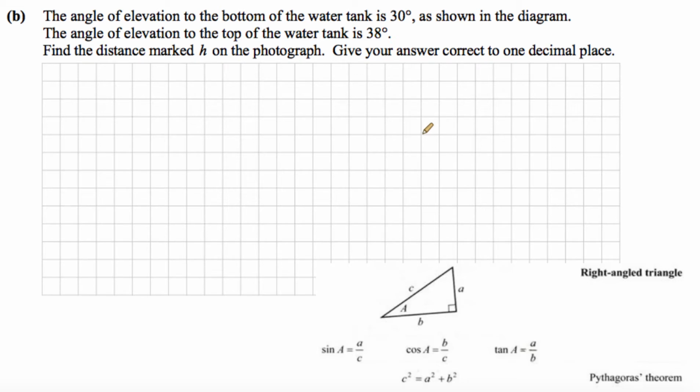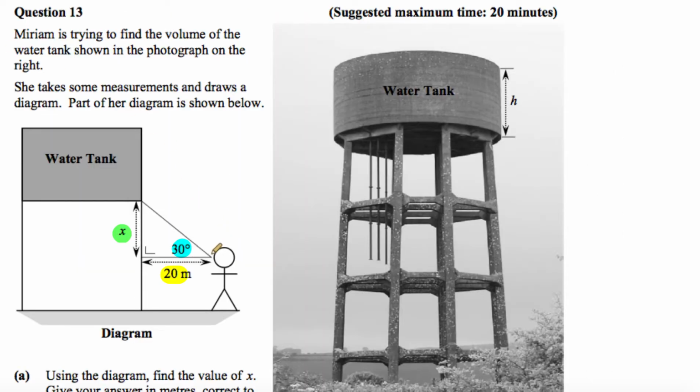Part B says the angle of elevation to the bottom of the water tank is 30 degrees, as shown in the diagram. The angle of elevation to the top of the water tank is 38 degrees. Find the distance marked h on the photograph. Give your answer correct to 1 decimal place. Okay, so we said that the angle from here to the top of the tank is 38 degrees. So in other words, that angle is 30, but the full angle there is 38. So the angle in blue is 38 degrees.